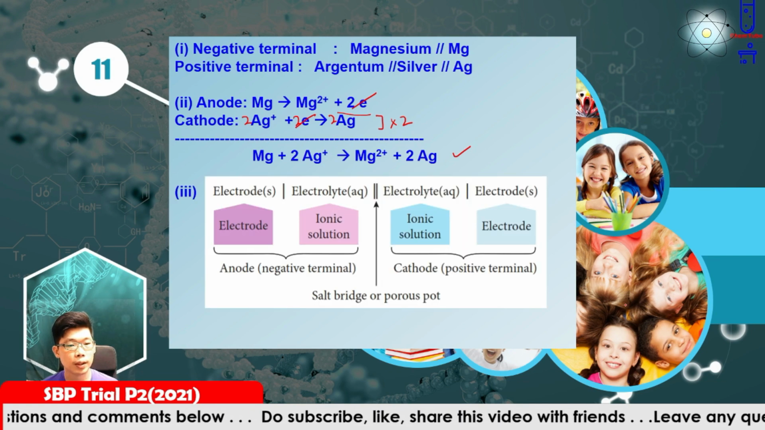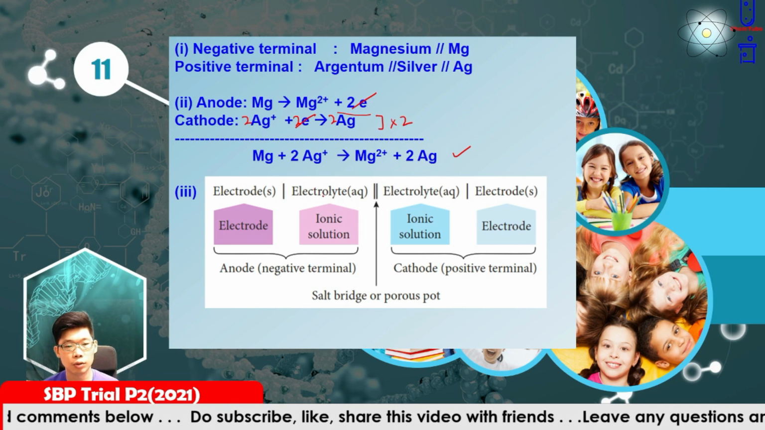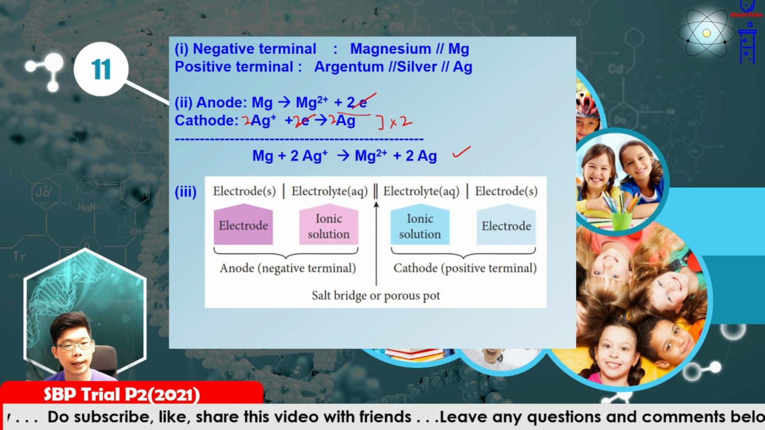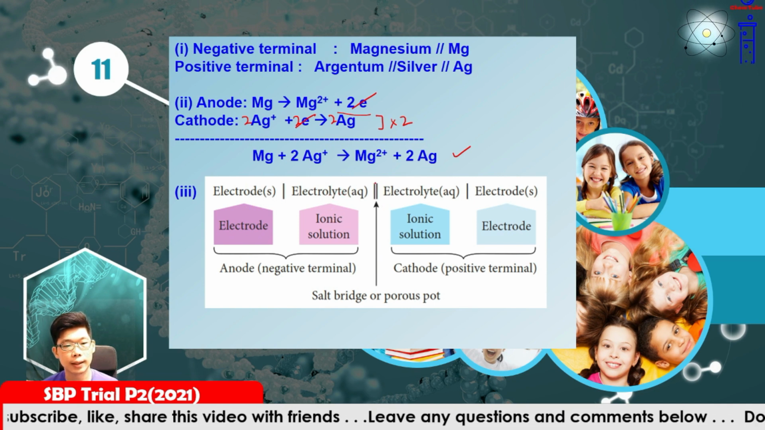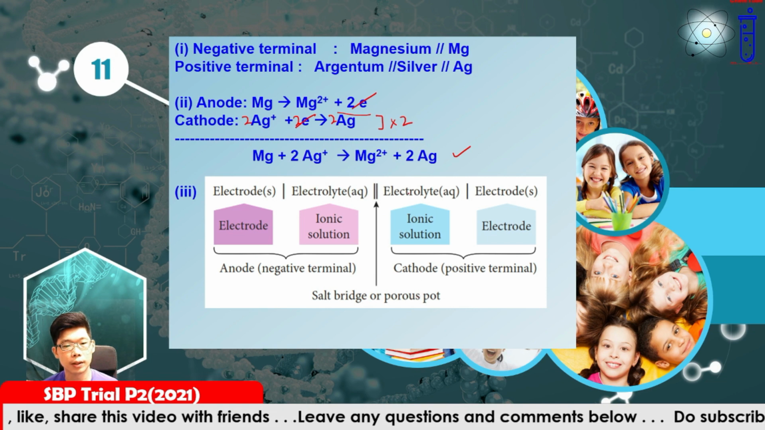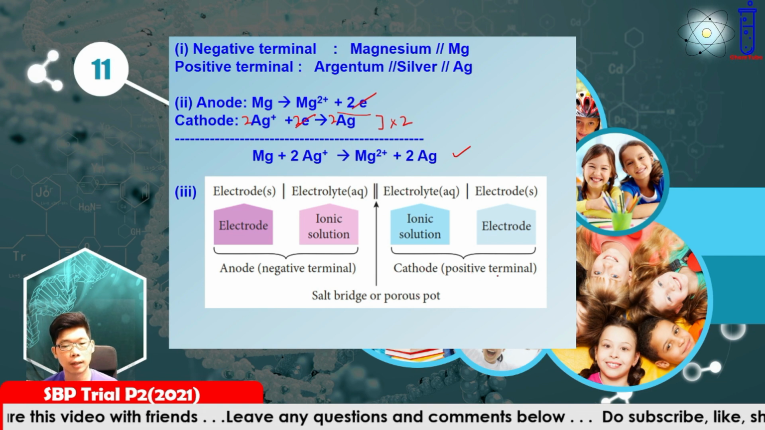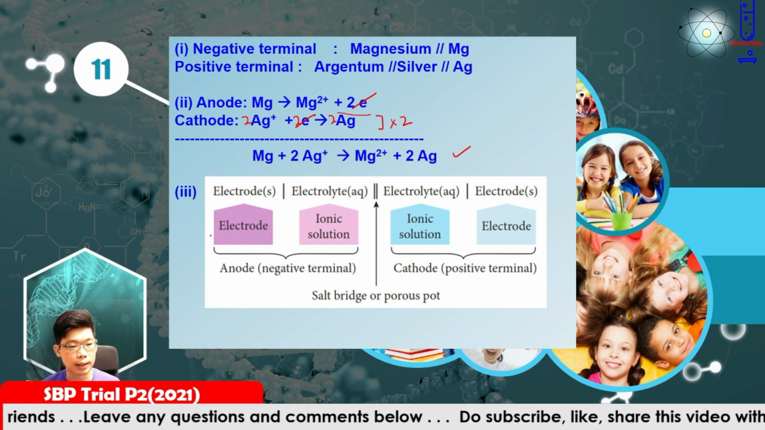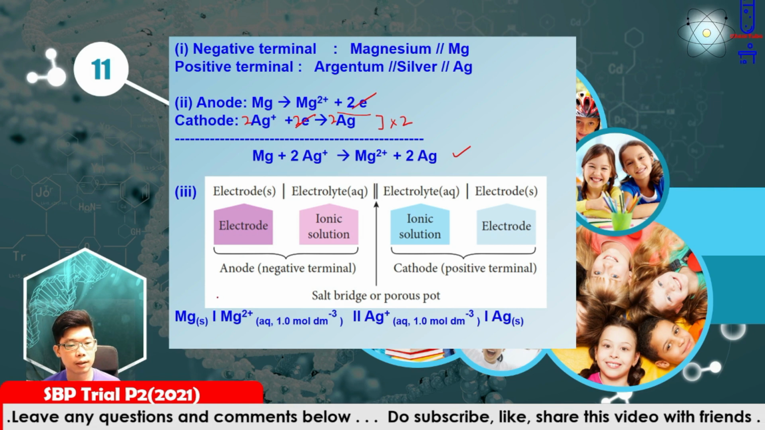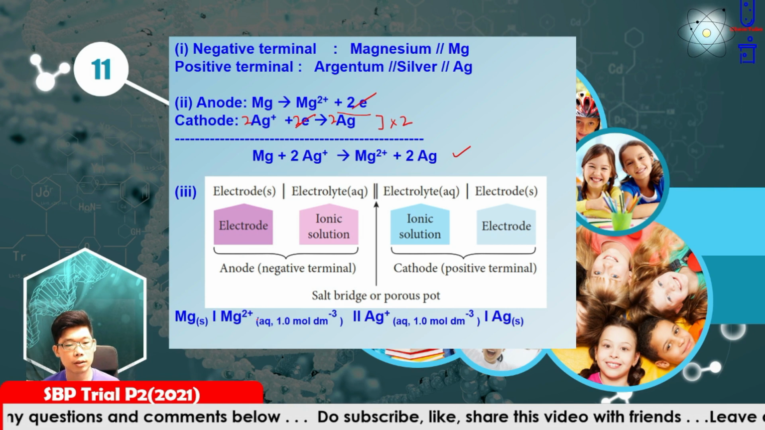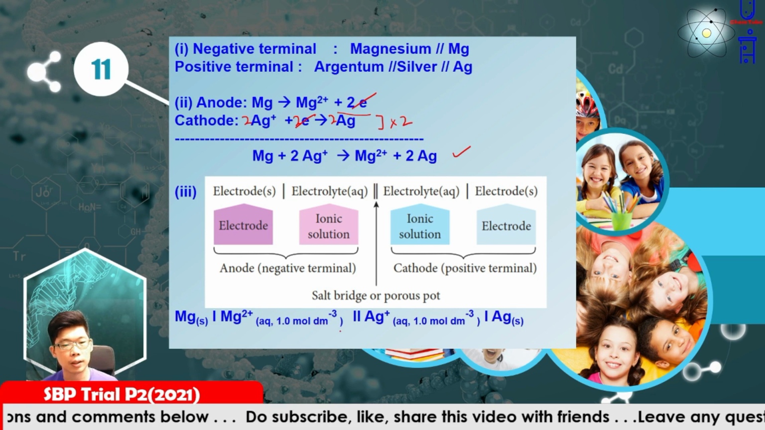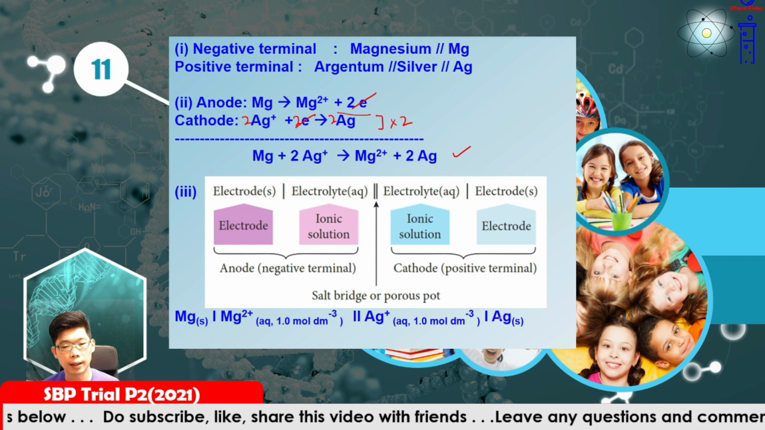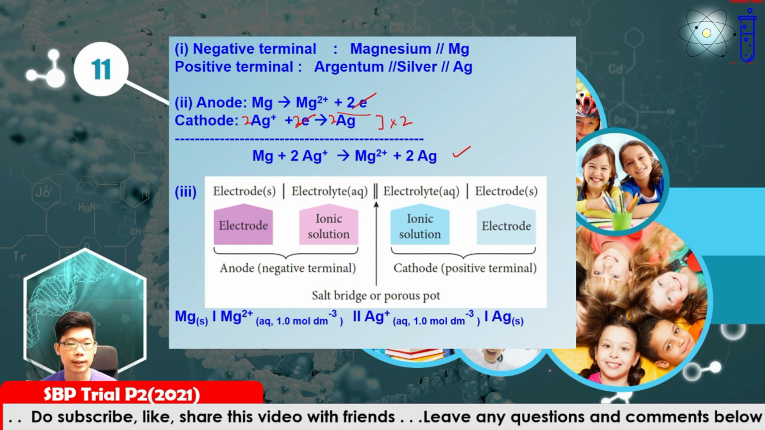Number 3, the cell notation. The rule is that we write the anode first, the electrode followed by the electrolyte. Then the double line shows the salt bridge or porous pot, followed by the cathode, the positive terminal, and its electrolyte. The anode here is magnesium, then a line, then magnesium ions, aqueous, 1 mol per cubic decimeter. Then a double line, then silver ions, then a line, then silver. So this is the cell notation for this chemical cell.